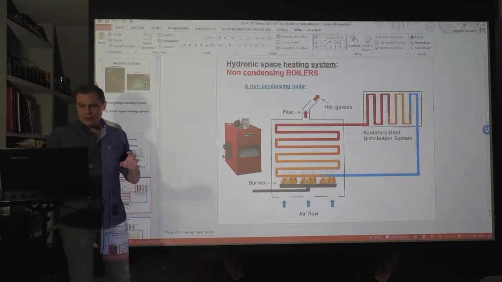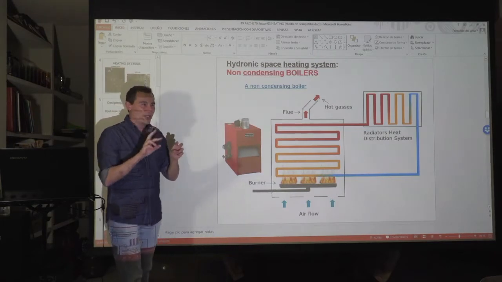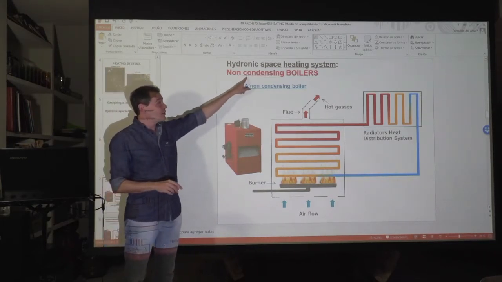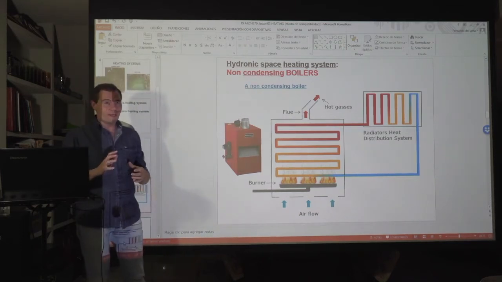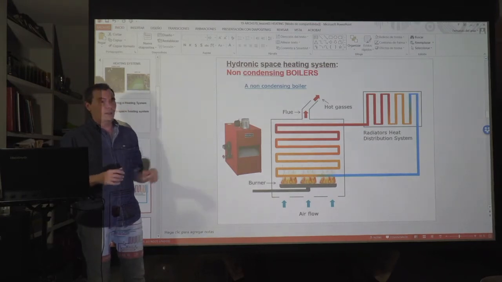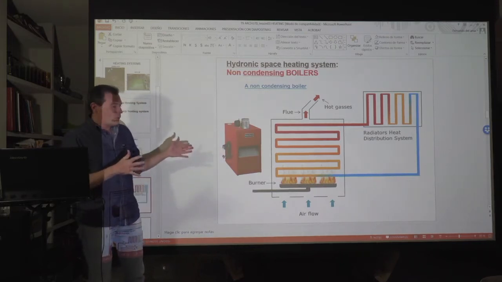And we can differentiate between two kinds of gas boilers. We have the non-condensing boilers, and we have the condensing boilers. Condensing boilers are much better than non-condensing boilers. Apparently, they are the same. So we look at them and we don't see any difference.